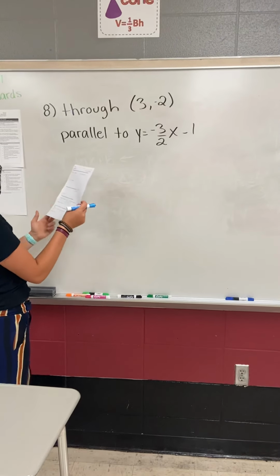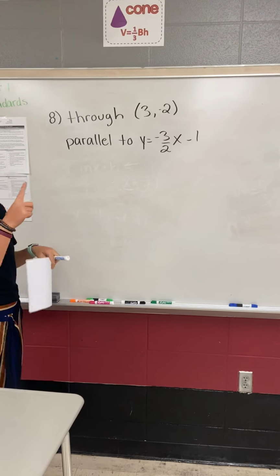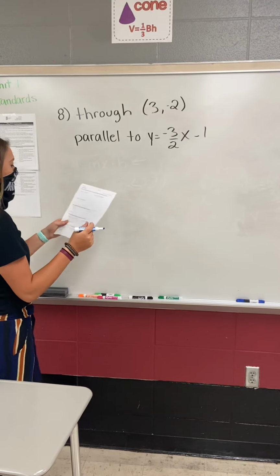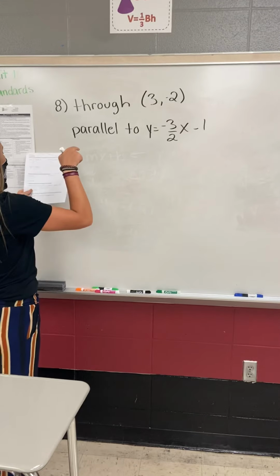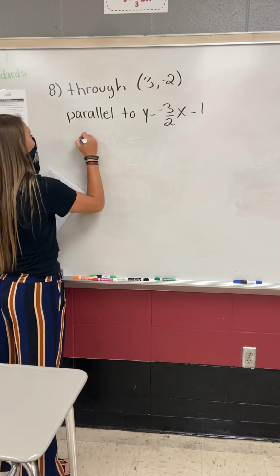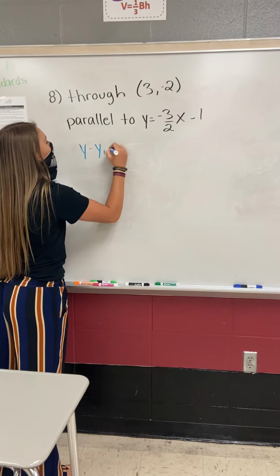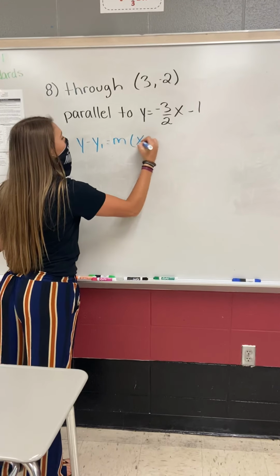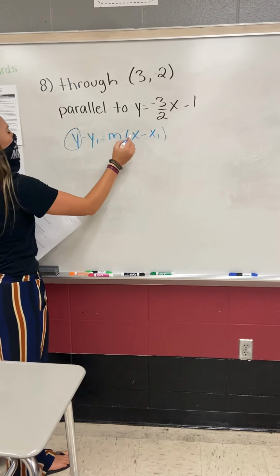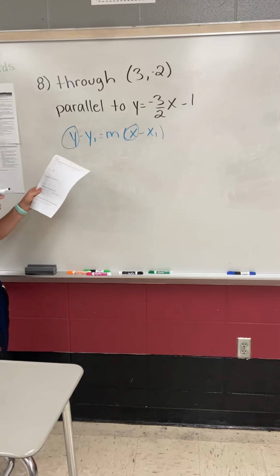Number 8, I'm going to go ahead and work that one out for you too. So I've done number 7 on the last video. This is number 8. All you'll have to do is number 9 for the rest of these, okay? So it's asking us to find point slope form. So again, that's y minus y1 equals m times x minus x1. Remember, your first y and your first x always stay the same.